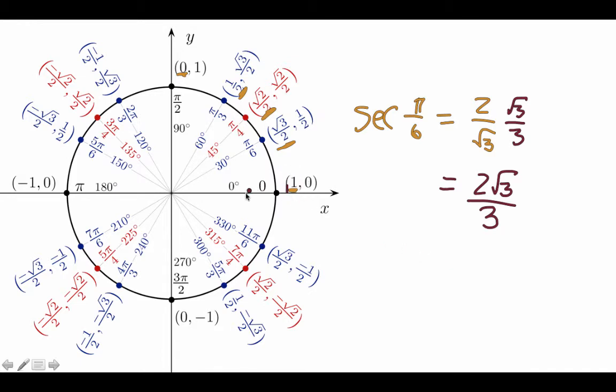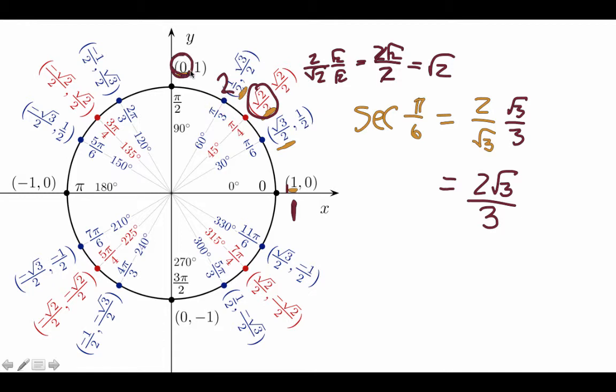The secant of 0 radians or 0 degrees is 1 because the reciprocal of 1 is 1. This one here, the reciprocal of root 2 over 2 is 2 over root 2. But then you would rationalize that, multiply by root 2 over root 2, and you get 2 root 2 over 2, and those 2's cancel, and you get back to root 2. It's kind of nice. Here, the reciprocal of 1/2, there's an easy one for you, is 2.